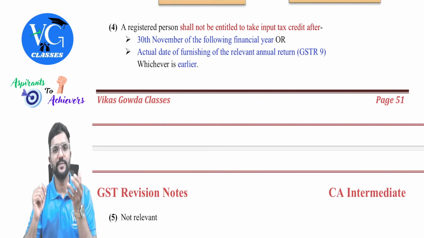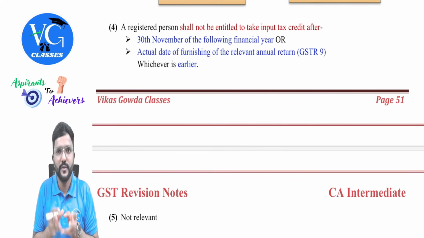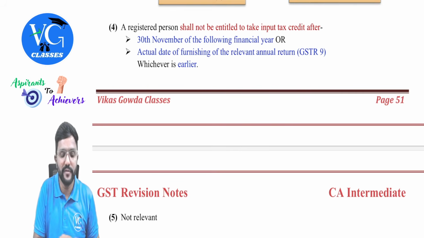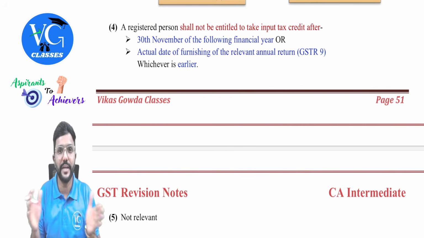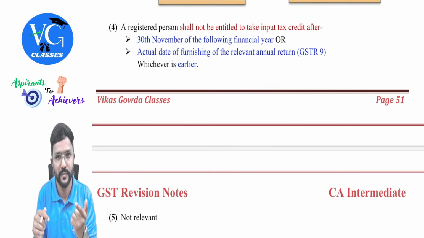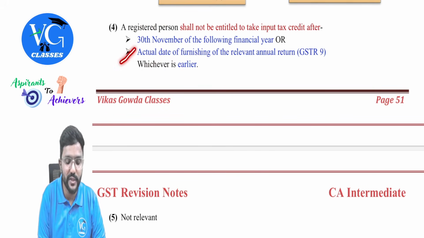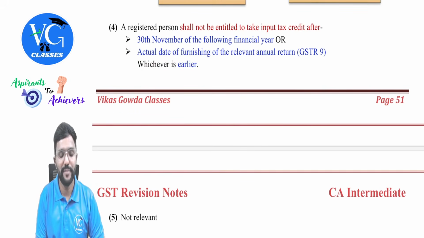Assume the invoice date falls in any month of this financial year. So for this invoice, whatever credit is available, you can claim maximum within 30th November of the next financial year, or the actual date of filing the annual return for the current year to which the invoice relates, whichever is earlier. And if by chance this date is not given in the question, because it is subjective and will vary from person to person, then you can straight away consider 30th November of the next financial year.